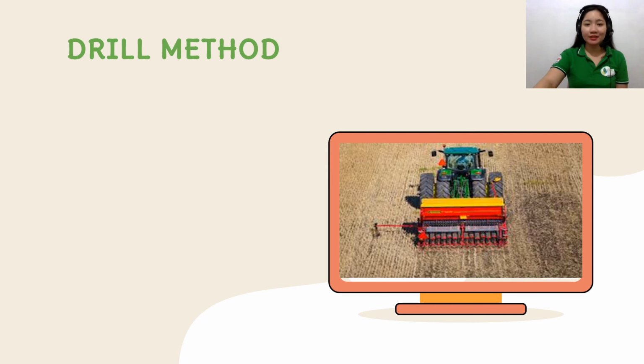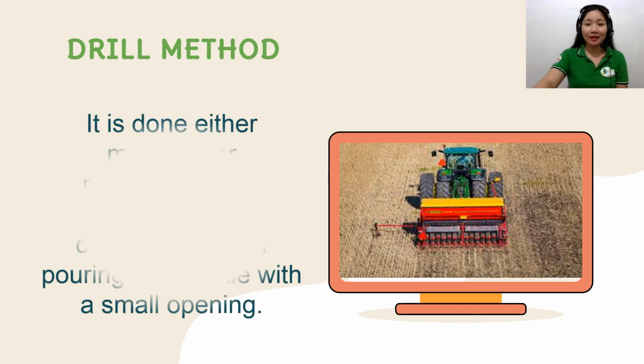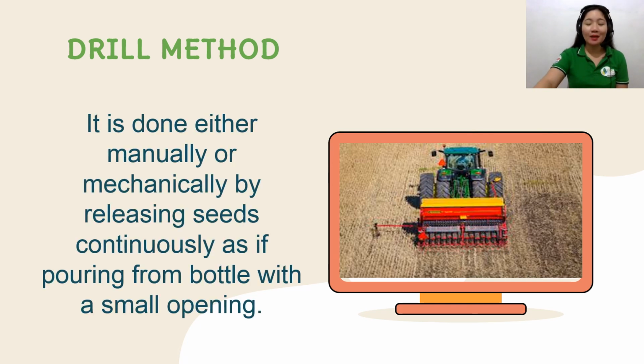Class, the drill method of planting crops is done either manually or mechanically by releasing seeds continuously as if pouring from a bottle with a small opening. The seeds are drilled with or without furrows. Just like in the hill method of planting crops, an even distribution of drilled seeds is intended but varies with seeding rate per hectare and row distance.